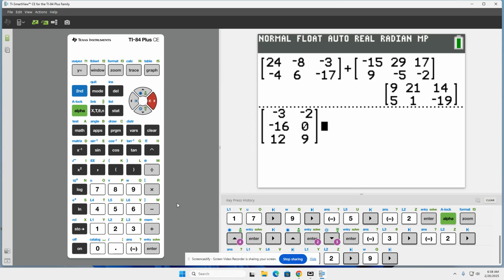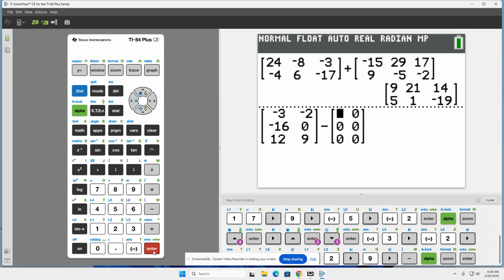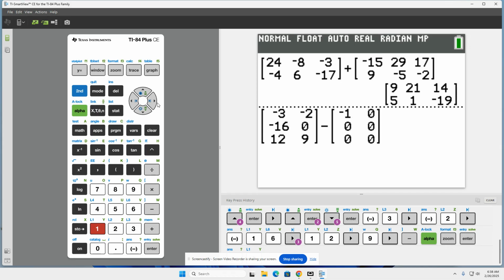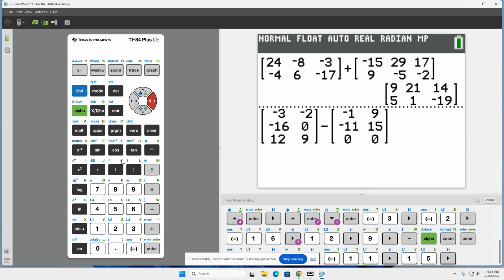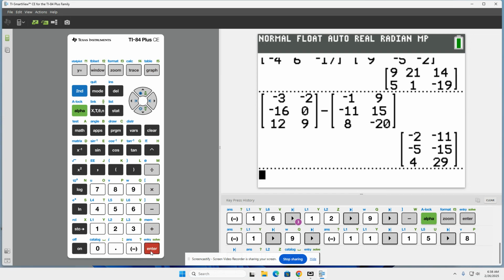And then we're going to subtract, and then we open up another one, so alpha zoom, it's already ready, 3 by 2, and we plug in w. That's -1, 9, -11, 15, 8, and -20. So the only thing that's hard about this is just the tediousness of actually typing them in.